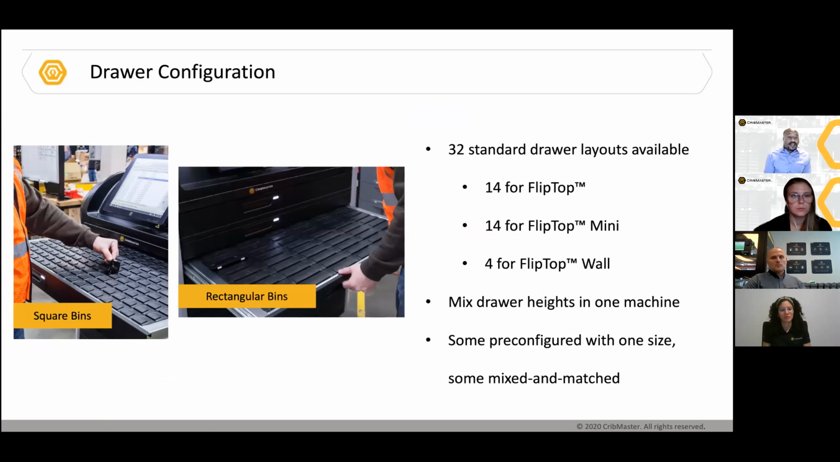So for each configuration, you have a set of drawers that you can choose from. 14 for the large, 14 drawers for the mini, and 4 configurations for the wall. And you can mix drawer heights within a particular machine, again, up to 9 drawers. And then some pre-existing configured sizes are all one size bin, or they are multiple sizes, and we'll talk about that in just a second.